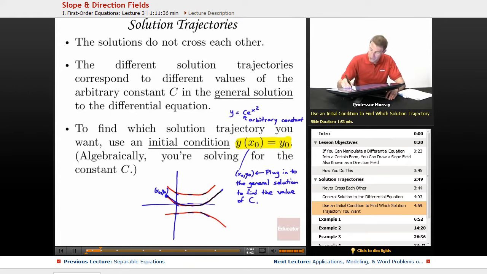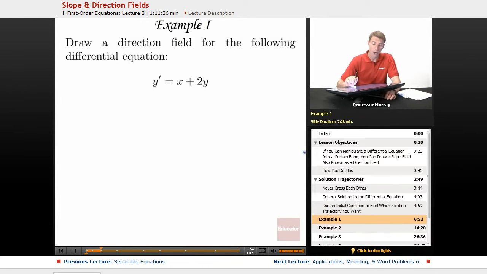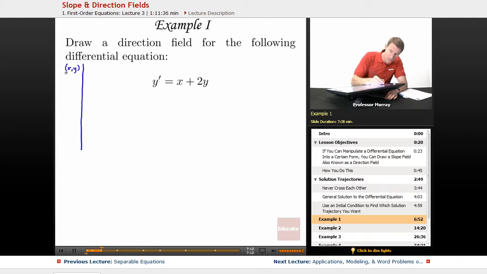So I think that's enough theory. I want to jump into some examples, and let's see how we can draw these slope fields or direction fields in actual practice. So in our first example, we have to draw a direction field. Remember, that's the same as a slope field for the following differential equation. Y prime is equal to x plus 2y. So what I'm going to do is make a chart of combinations of x's and y's, and for each one of those, I'm going to plug them into the differential equation, and I'm going to figure out a slope corresponding to it, and then I'm going to try to plot all those on a set of axes.